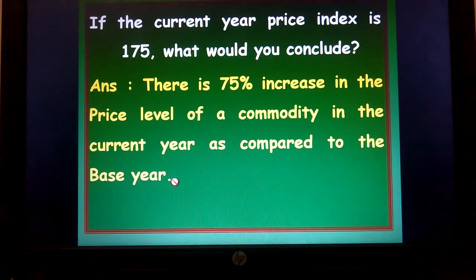Students, concentrate very well. Sometimes in the question, instead of price, quantity, value or something of that kind will be given. Then you should not write that the price level is increased or decreased. Whatever is given in the question, the answer has to be written pertaining to that. Next question.